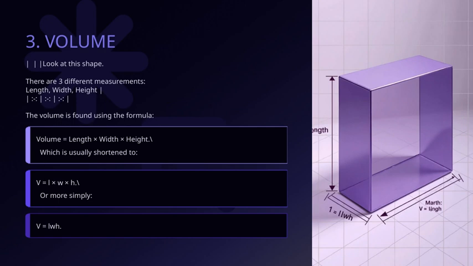You might see it written as V equals L times W times H, which is just a shorter way of saying it. And for even easier reference, we often write it as V equals LWH. Understanding this formula is really important because it connects directly to how we measure the space inside three-dimensional objects. It's a fundamental concept that ties into the overall theme of understanding shape and size in our world. So, whenever you're asked to find the volume, remember, it's just length times width times height, simple and straightforward.